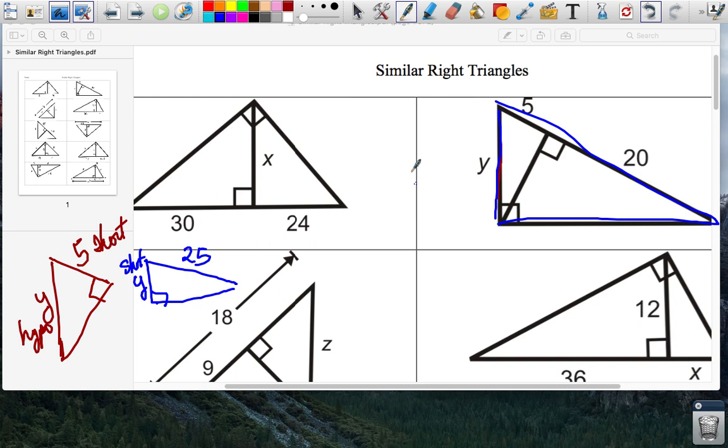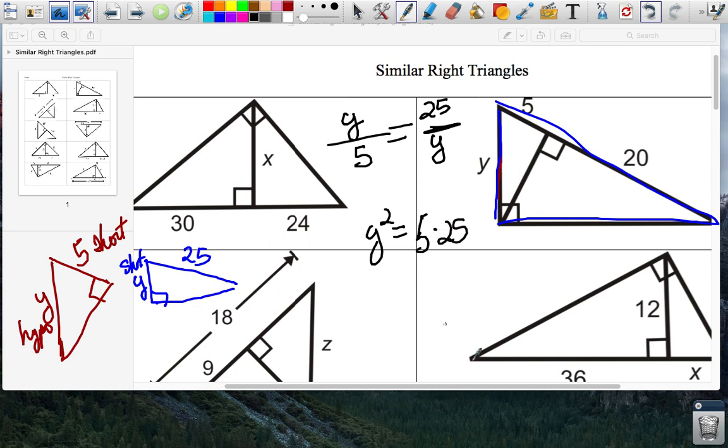So we can set up a proportion. And the proportion would look something like this. On the small triangle, I have the hypotenuse, which is y, and the short, that's 5. On the long triangle, the hypotenuse that matches up with the y is 25, right? And the short side on the blue triangle is y. So cross multiply, y squared is 5 times 25. I'm actually going to leave it at that. I'm not going to multiply it, and you'll see in a second why not.